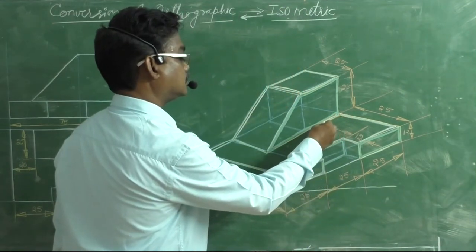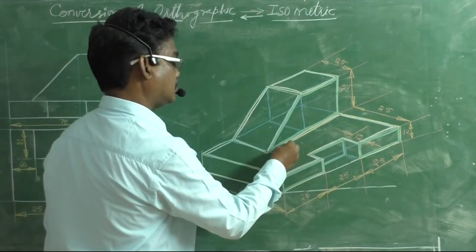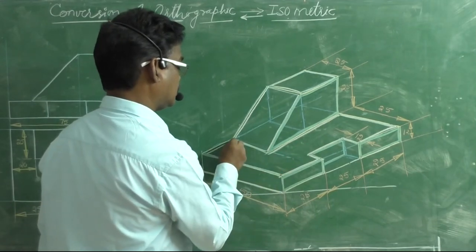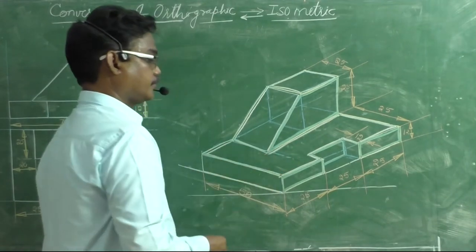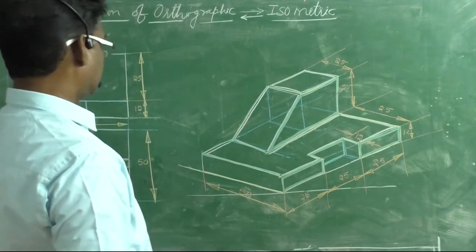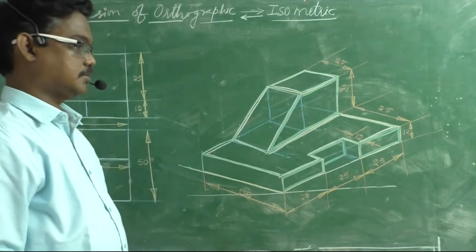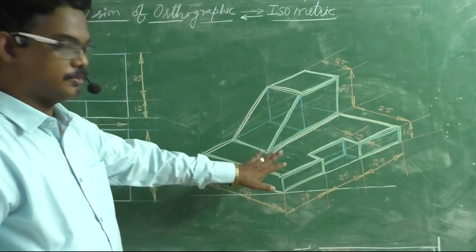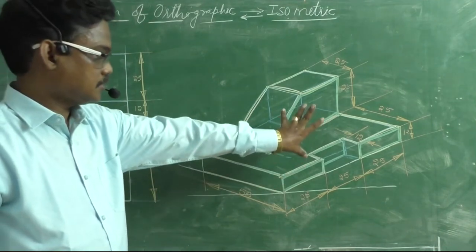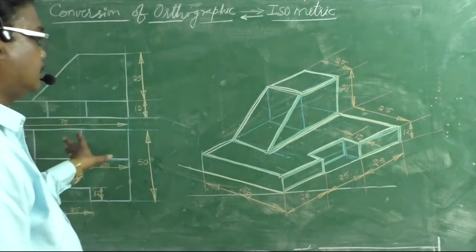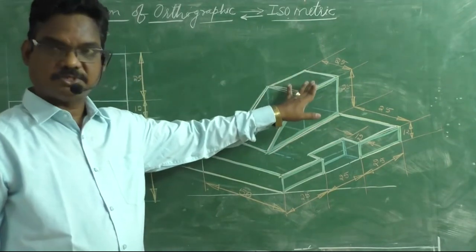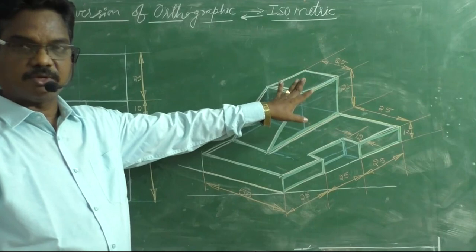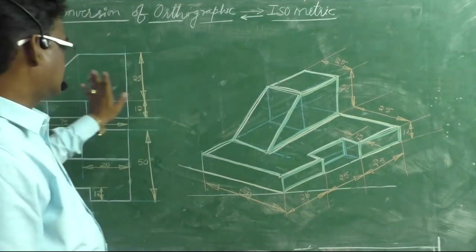Students need not draw this on the drawing sheet. Actually, the student needs to draw either orthographic projection or isometric projection. For understanding, suppose you want to convert this isometric projection into orthographic, what faces are visible, that only I showed in this figure. Okay, after that you can draw this figure.